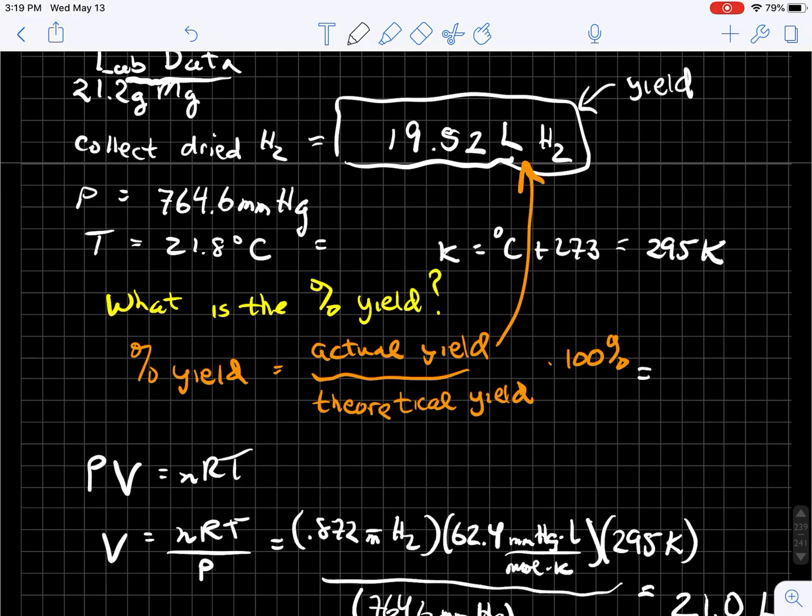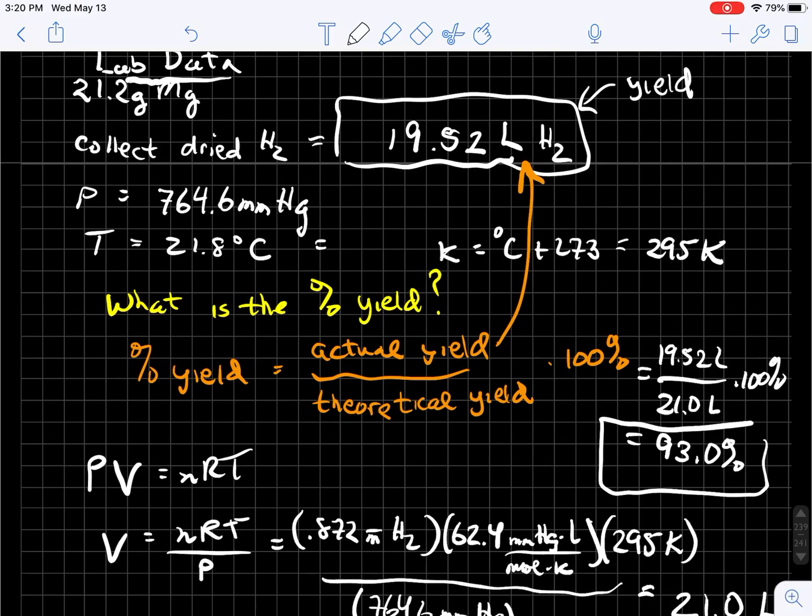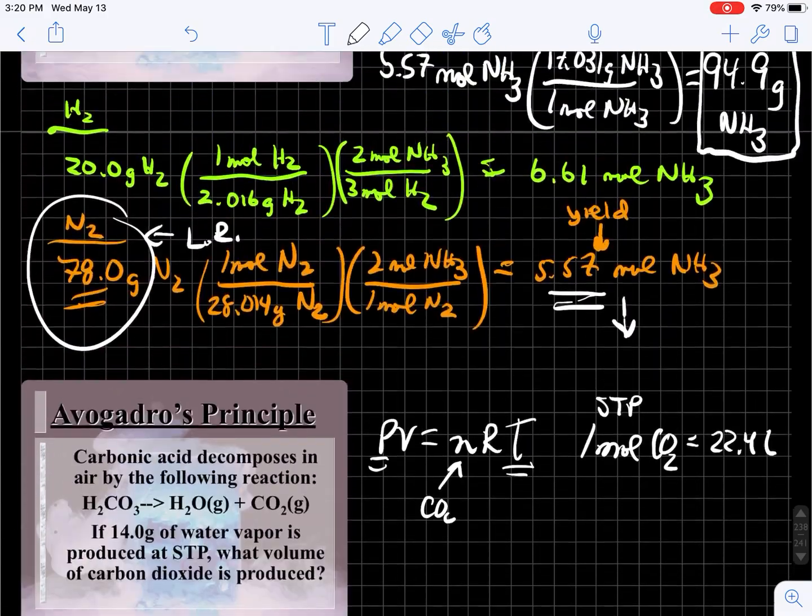Now we can do actual yield, 19.52 liters, divided by a theoretical yield, 21.0 liters, times 100%. So 19.52 divided by 21 times 100%, we get 93.0% yield. Right. And those are the basic types of problems we have. Let's go back real quick through them.